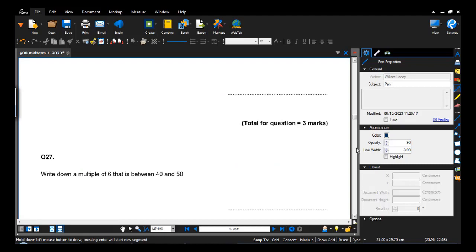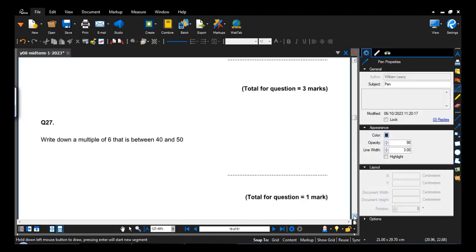Common multiple. Write down a multiple of 8 that's between 90 and 100. How would you do that? Well, there's a couple of ways. You could keep adding 8s. You know 80 is a multiple of 8, then what's next? 88, and then 96. That's between 90 and 100, so that's my answer.